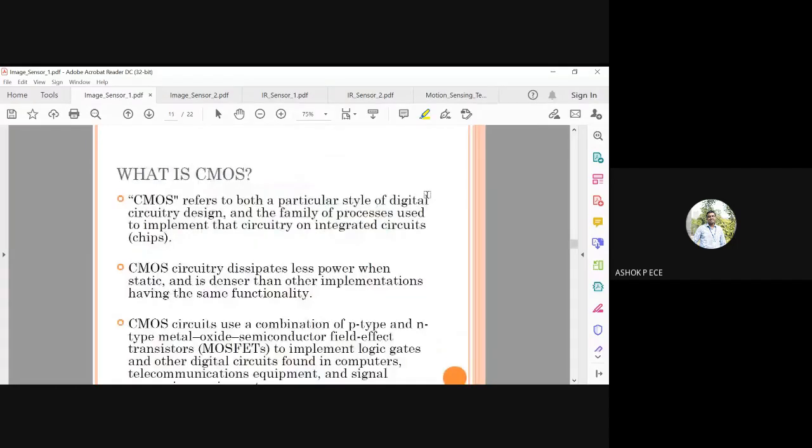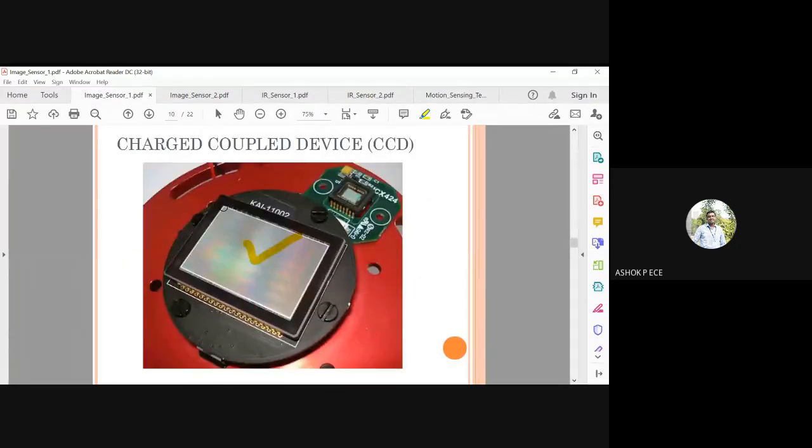So this is your CCD. And remember, you will have millions of photodiodes along the row and along the column. So it forms the matrix. Along the row and column, that is going to be the matrix arrangement.